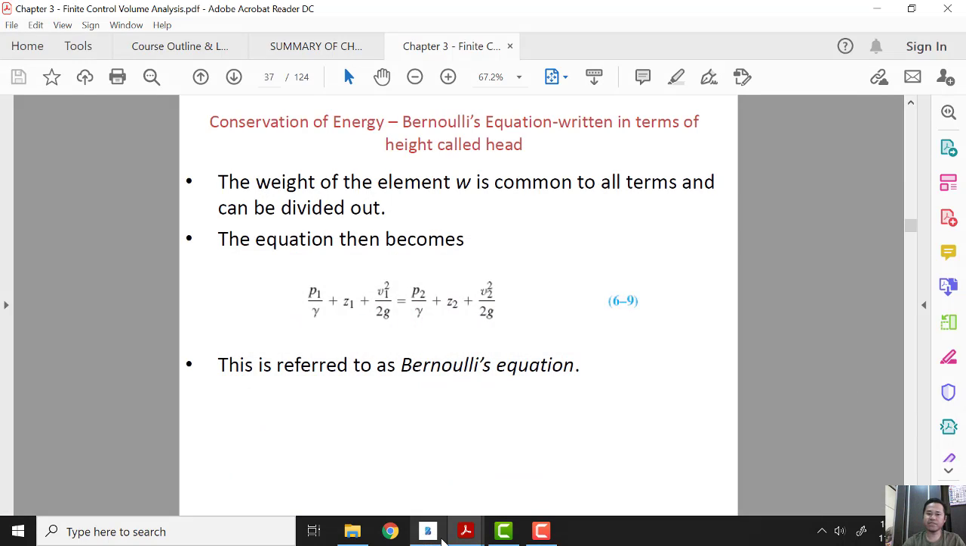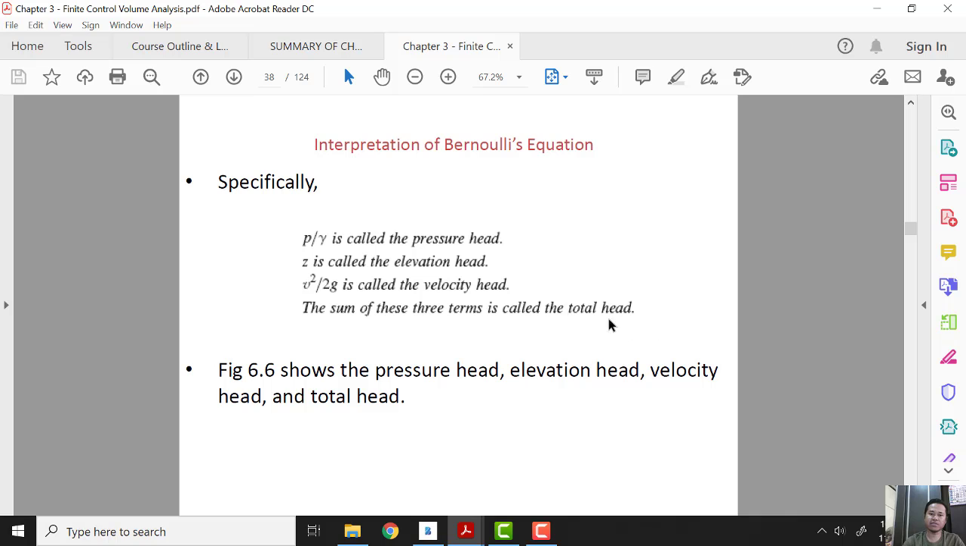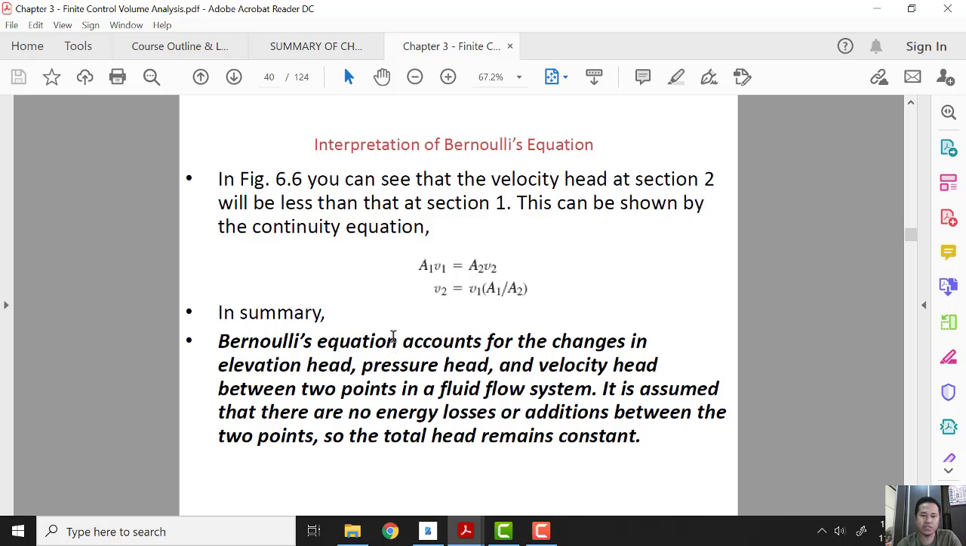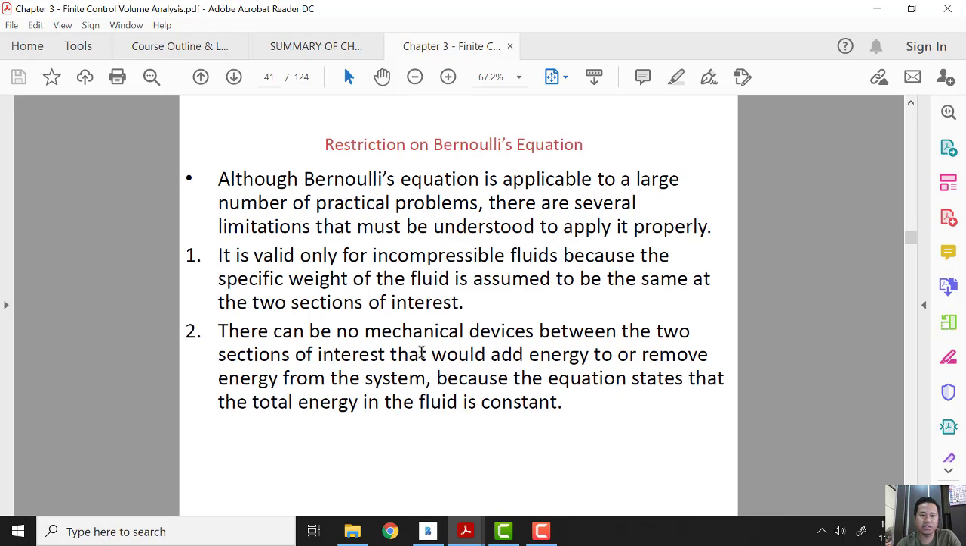This Bernoulli equation has a few restrictions. You must remember them. The first restriction is that it is valid only for incompressible flow. Incompressible flow means liquid only, because the specific weight of the fluid is assumed to be the same at the two sections of interest. Second, there are no mechanical devices between the two sections of interest that would add energy to or remove energy from the system, meaning no other energy is involved, only the fluid.